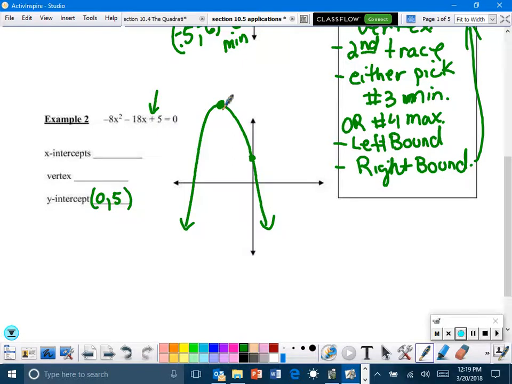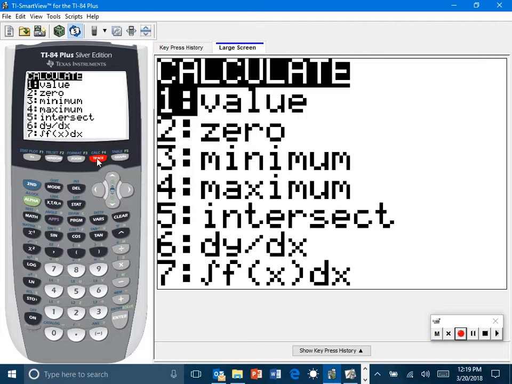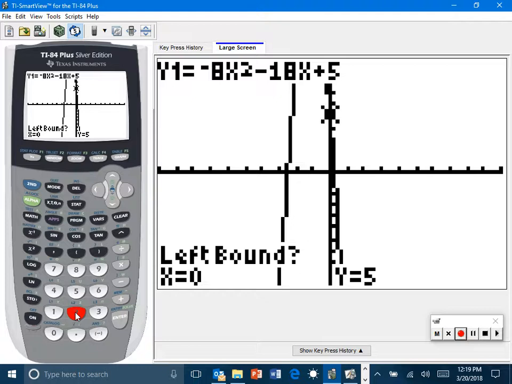So this is going to be my maximum point, that's going to be the vertex. And then I've got 2 x-intercepts. All right, let's do the x-intercepts first. Here we go, so follow the steps. Second trace. You pick the zero, number 2. Now, it doesn't matter which one you do first. Since my spider is right here on the right side, I'm going to find this one first. So I'm going to stay on the left side.